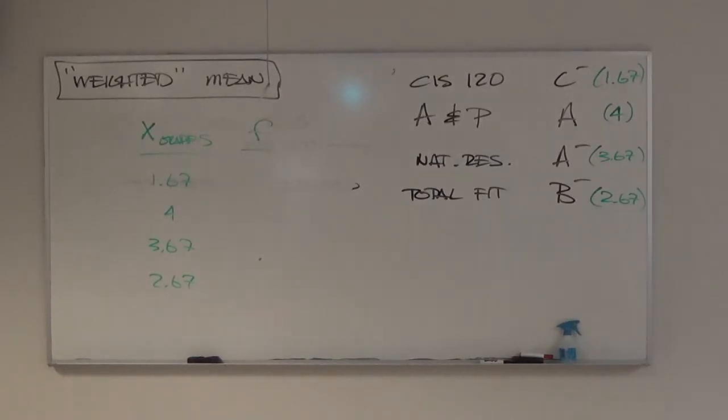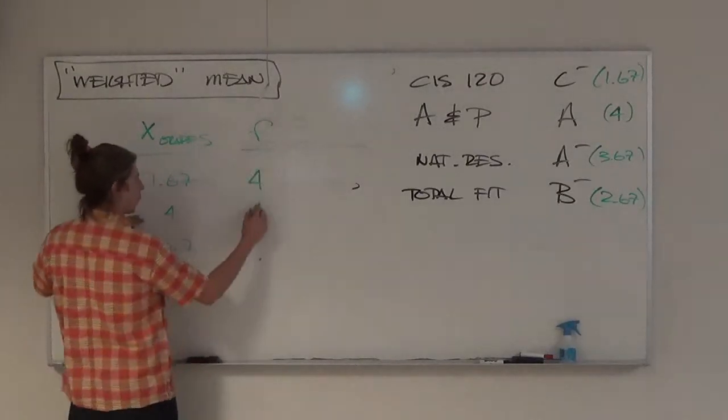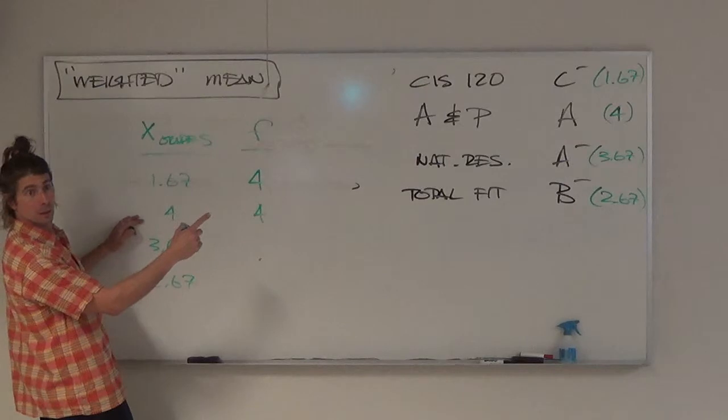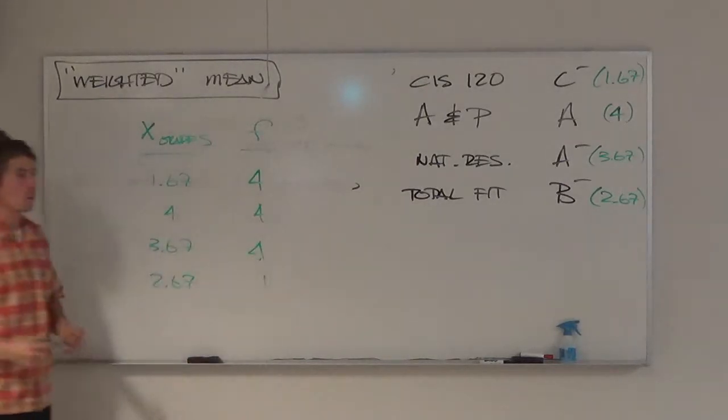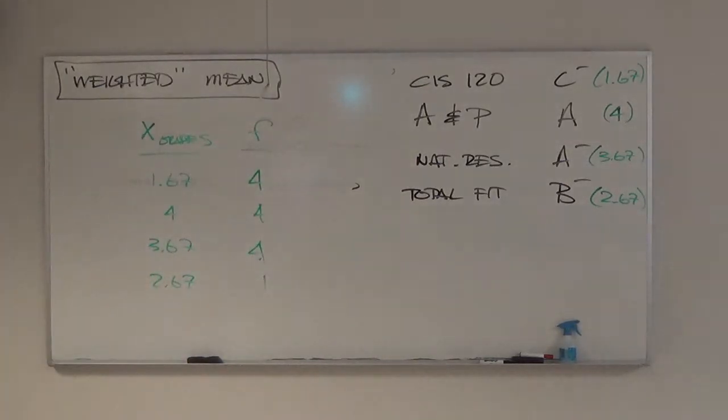So let's put them in. What's CIS 120? Is that 4? That's a 4. What's A&P? 4. Natural resources? Is that 4? Cool. Total fit? A whopping 1. Hardest 1 credit you'll ever take in your life, either.